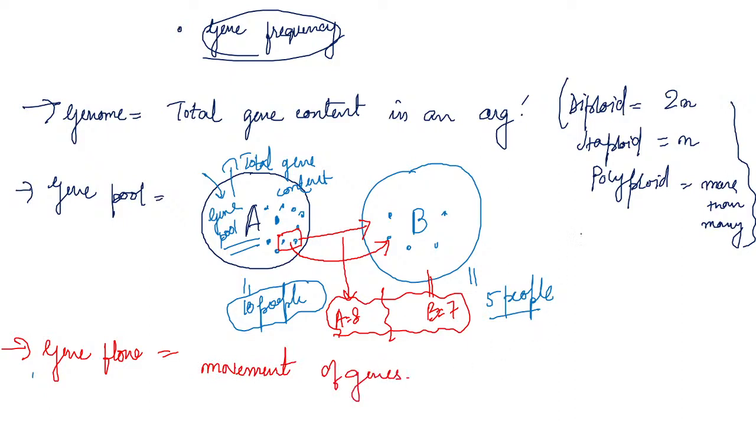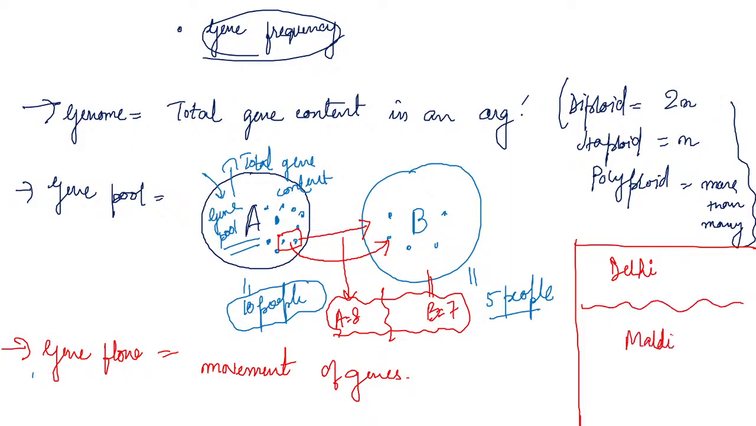Let me give you a realistic example. You stay in Delhi. Now you thought that I'll go to Maldives for spending a vacation. Now you are carrying a gene from Delhi along with you to Maldives, right? And you're increasing the population of Maldives for a certain period of time. And then it is known as gene flow. When there is movement of genes from one population to another population, it is known as gene flow.